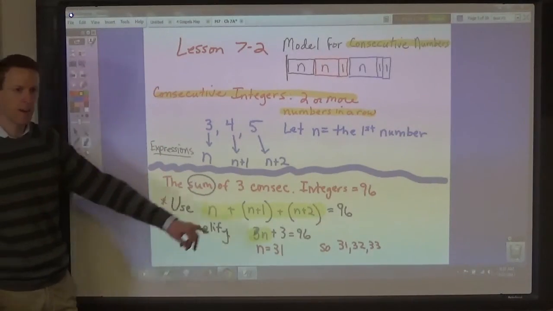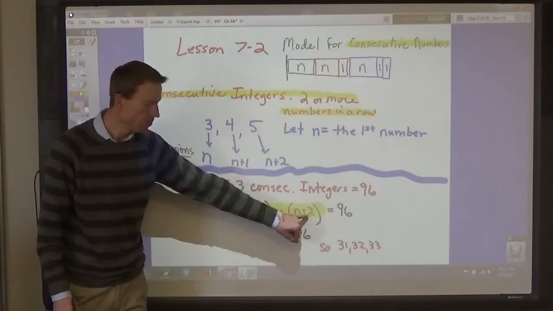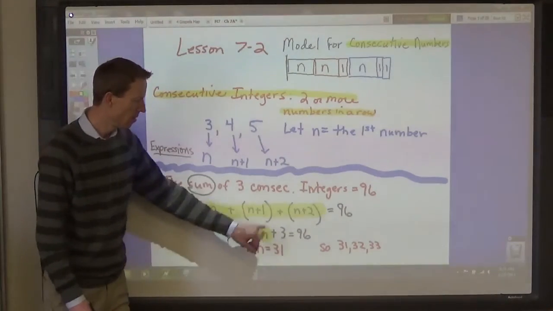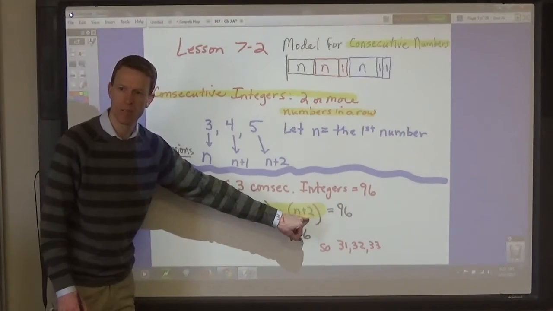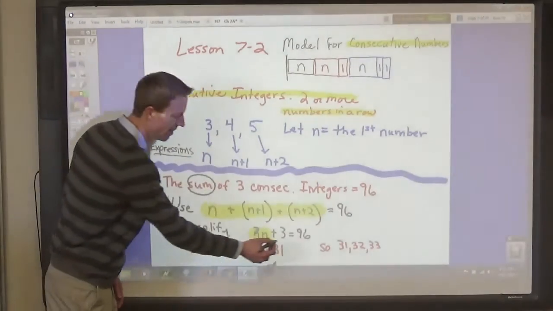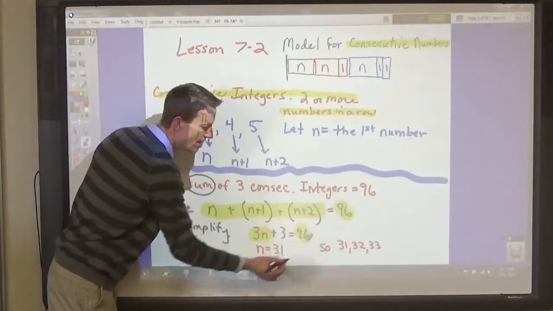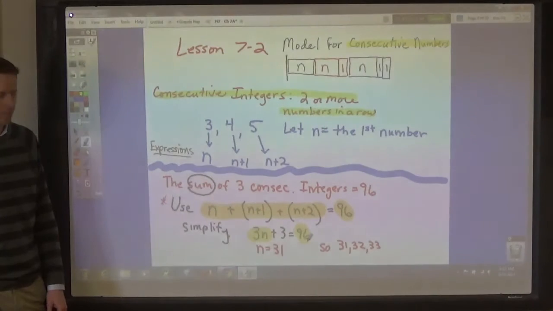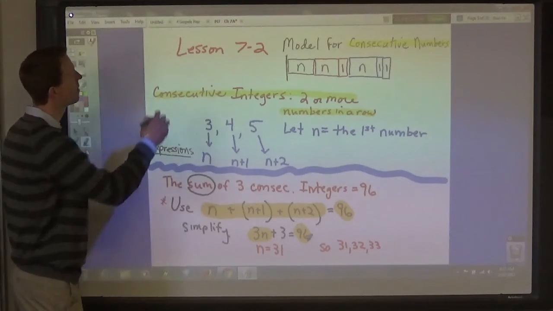And then you can add the numbers together. 3n plus 1 plus 2. 1 plus 2 is 3, Brett. And then we know that this is equal to 96. So now we have an equation that we can solve. 3n plus 3 equals 96.